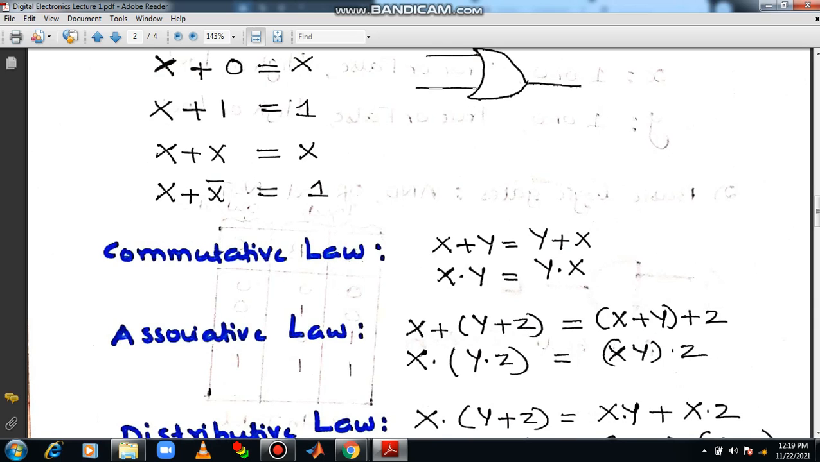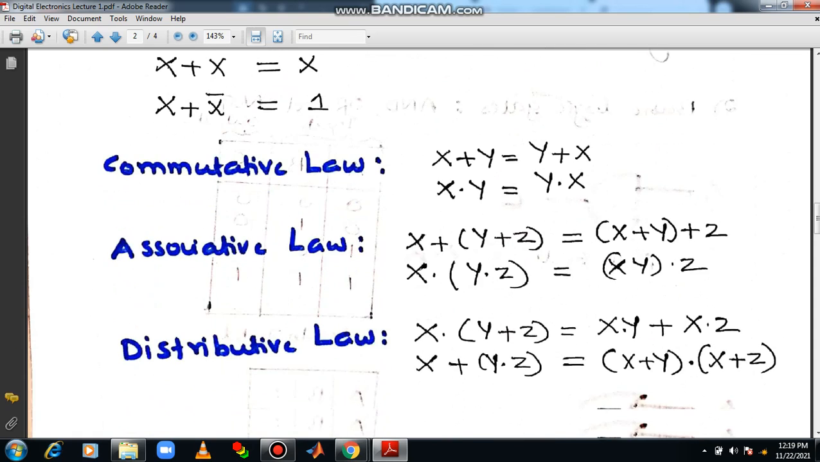Plus will be OR also. Someone will call it as x or y, then y or x. Correct? x plus y, or x or y, that is equal to y plus x, or y or x. x dot y is equal to y dot x. If someone will call it as x and y, that is equal to y and x.